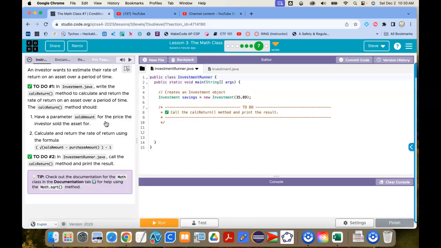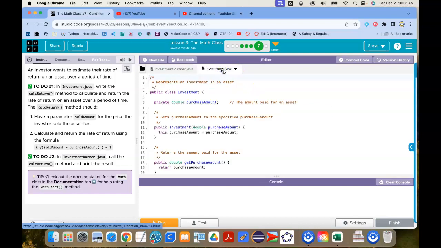I know we're going to use a square root somewhere. So here I am in the investment runner class, and they have created an investment object called savings. And my guess is this number is some sort of a deposit or how much is in my account. So let's go look at the investment class and see what that is.